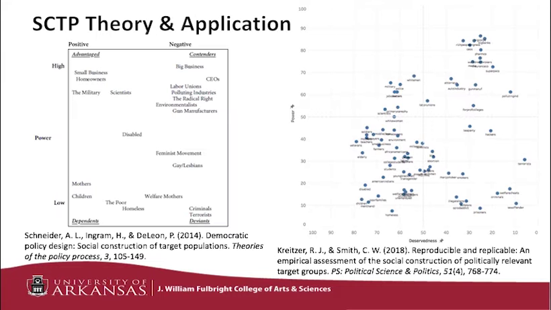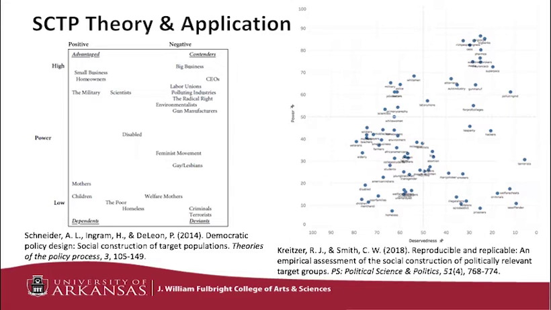With both these figures, we consider what are the predicted social constructions according to Ann Schneider, Helen Ingram, and Peter DeLeon, and the measured social constructions as calculated by Mechanical Turk's sample of over 1,500 workers and a study by Kreitzer and Smith. The advantaged, found in the upper left part of the matrix, are those that are both having high power and being viewed as deserving.